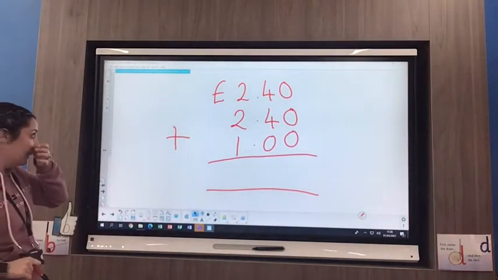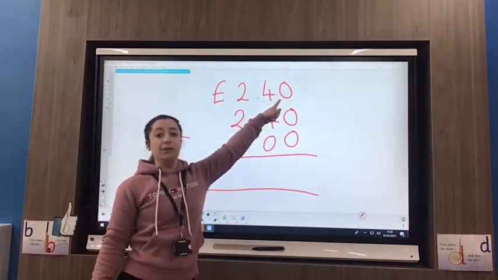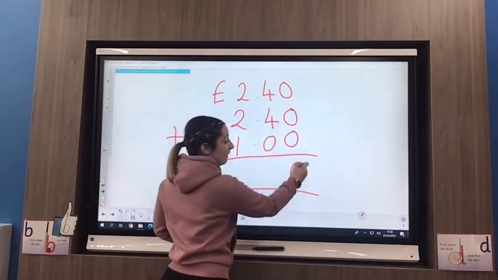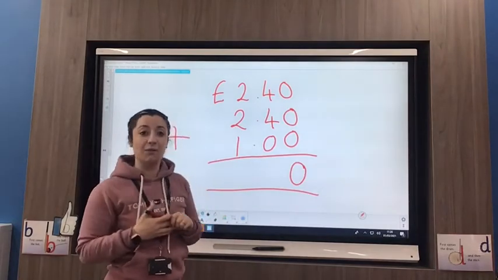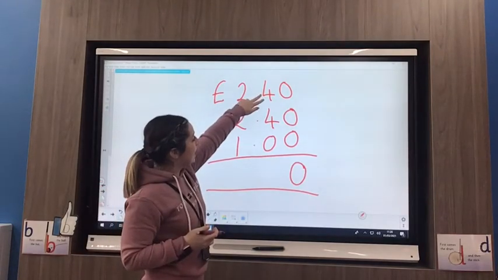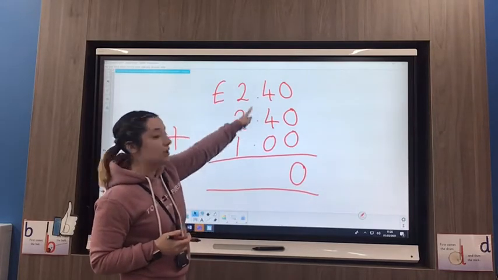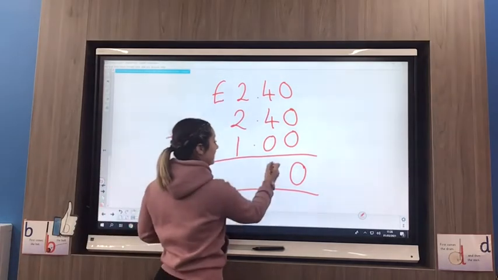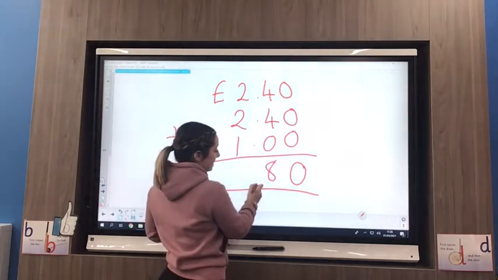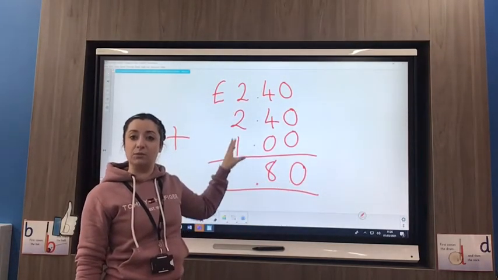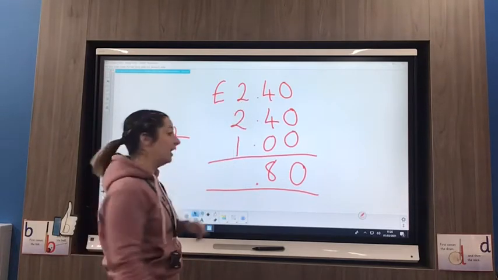Okay, so I'm going to use adding them up to find my total that I've got to give to the shopkeeper. So we start in our ones column, and in my ones column they're all zeros. So 0 add 0 add 0 is still a 0. Next in my tens column here we've got 4, 4, 0. So 4 add 4 is 8. Okay, I need my decimal point in because that shows 80 pence, and I need to add up my pounds now. So I've got 2, a 2 and a 1.